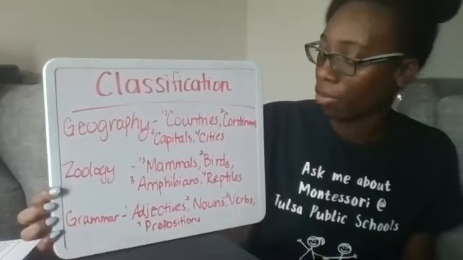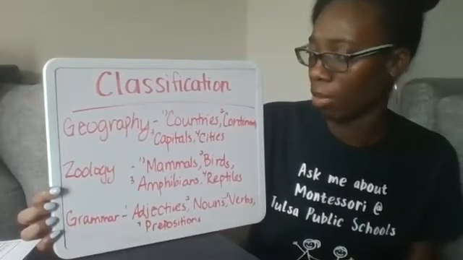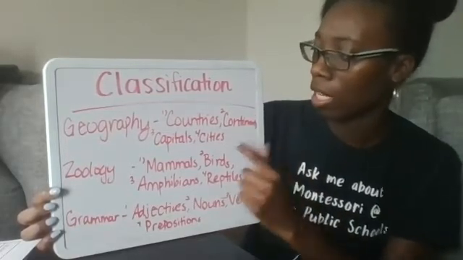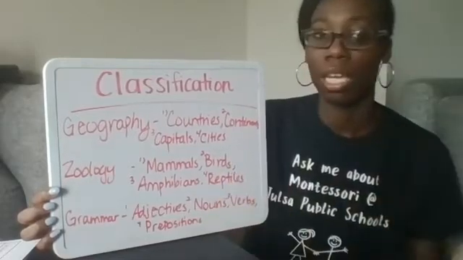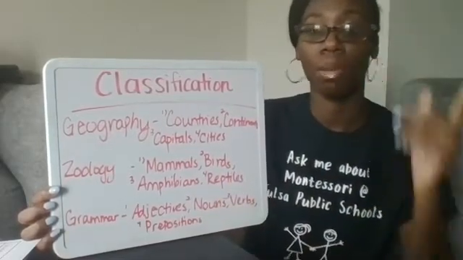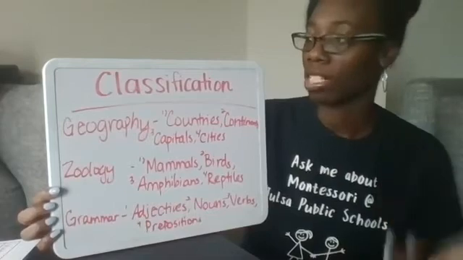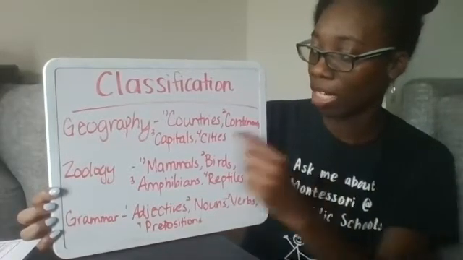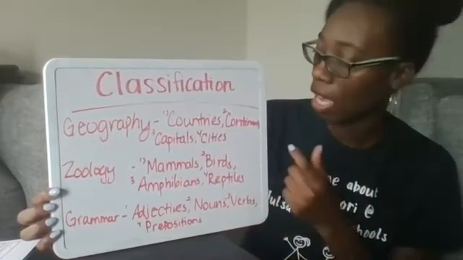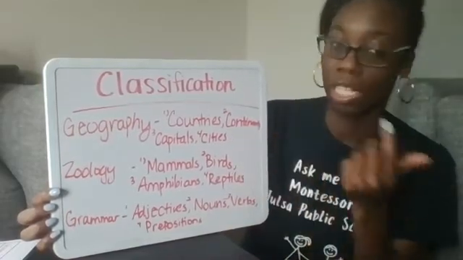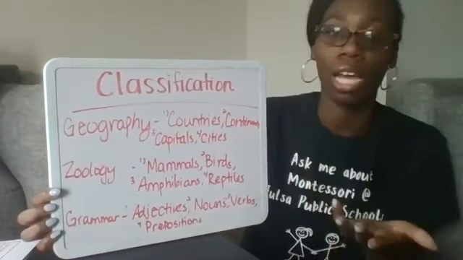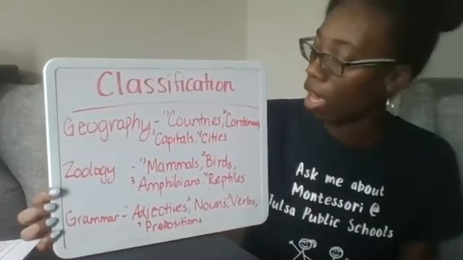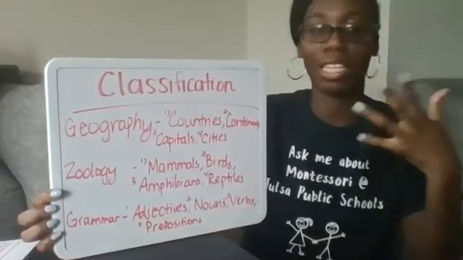So for geography, you could categorize things by countries, continents, capital cities. Maybe they look at a globe, or they find something online and they can research or write different names of different countries, and maybe put what continent that country is in, or different continents, of which there's only 7. But you kind of get the idea.